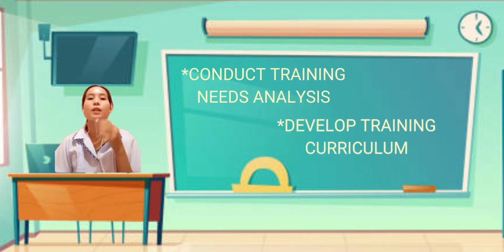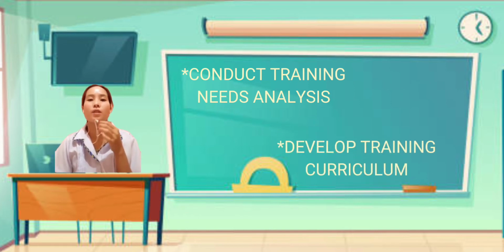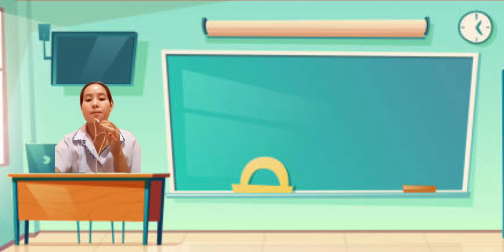Second is the training curriculum. Training curriculum is a comprehensive set of learning objectives, content, materials, and methods for evaluating participant attainment of the training goals. Training materials are items used during the training and can comprise or accompany various features of a training.